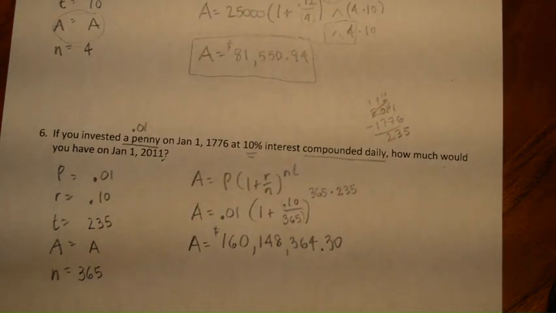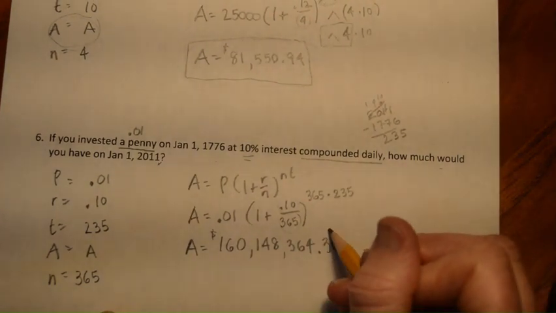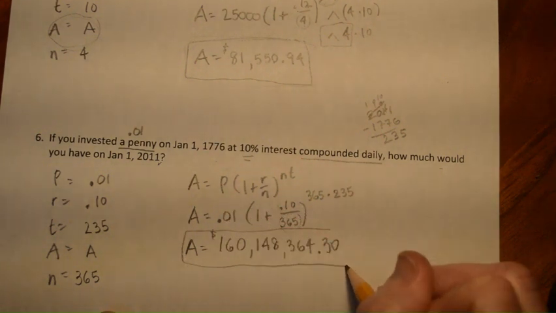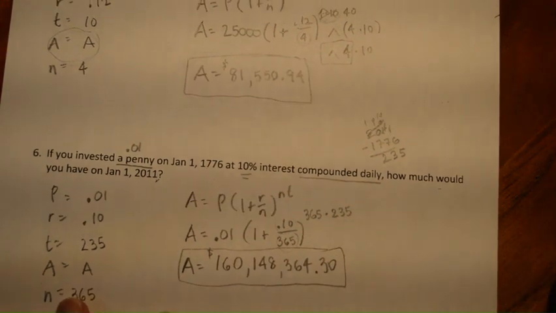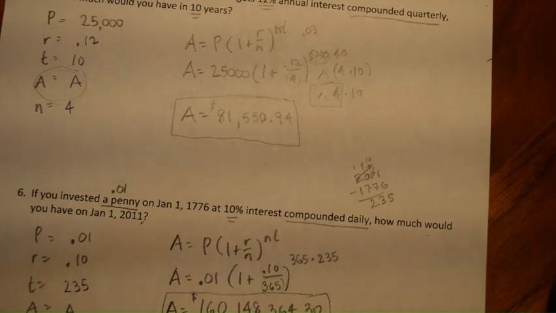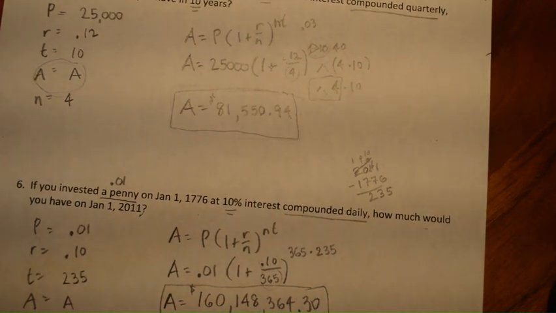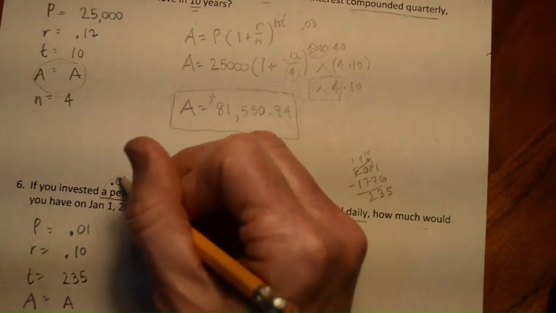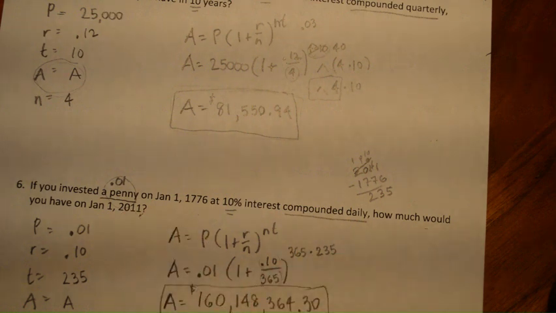$160,000, more than $160,000. There's another point there. Interest and time are friends. If you have a lot of time, you are going to get a lot of money. So start saving now, because it takes time to grow that big. Again, a penny is nothing. We throw them out all the time. But if you have a lot of time, you will get a lot of money from it.